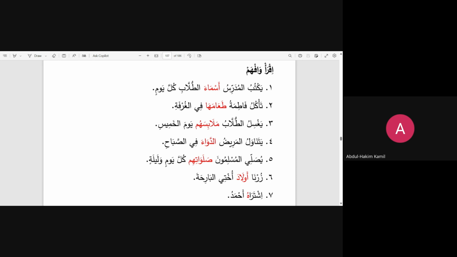Malabisahum, their clothing. What did the clothing do? Nothing. The tullab is ghasil, and the malabis is maghsula, washed. Okay. Next one, your turn, Ghalib.